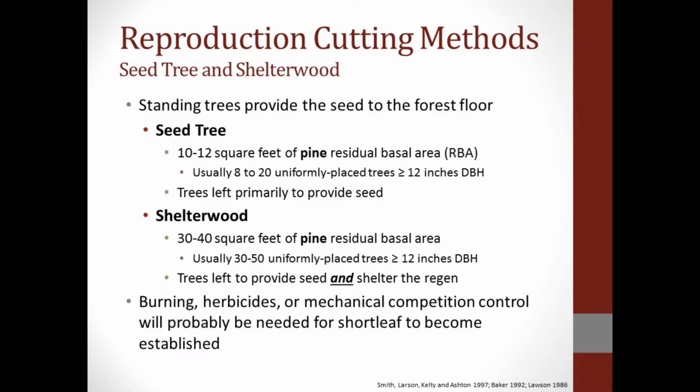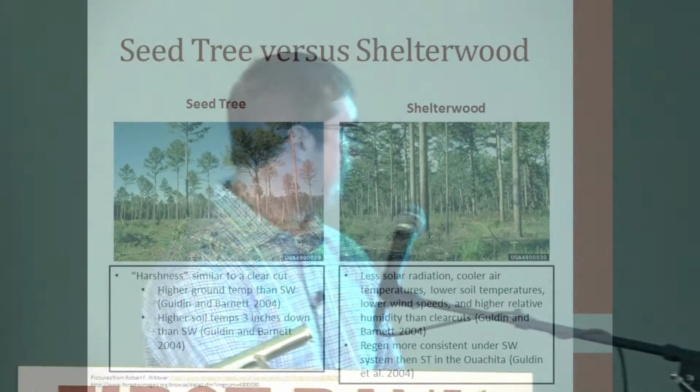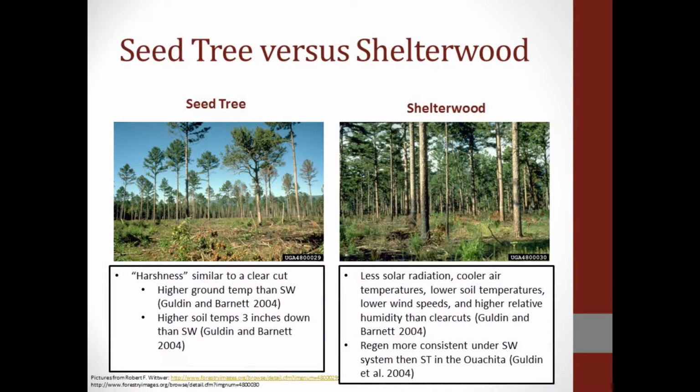On the other side of that is the Shelterwood harvest, which is just higher residual basal area left on that site, typically between 30 and 40 square feet of residual pine basal area, accomplished by leaving 30 to 50 trees. Also large diameter and well spaced. In addition to providing that adequate seed source, a lot of the research shows that the Shelterwood system does quite a bit for the understory seedlings. It provides quite a bit of shelter, thus the name. I'll touch on that on the next slide.